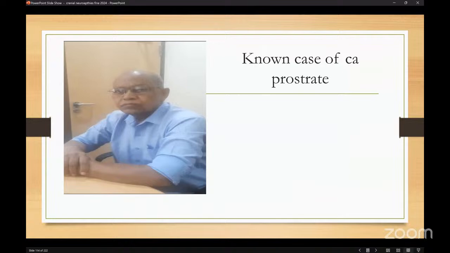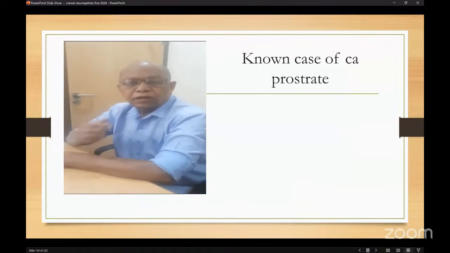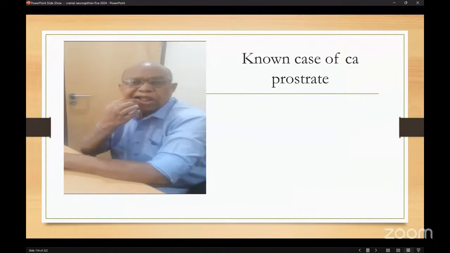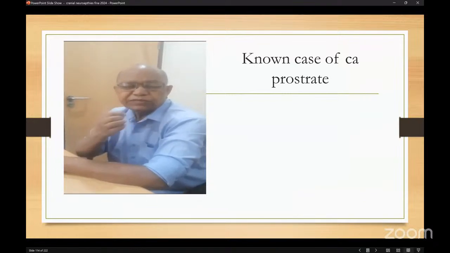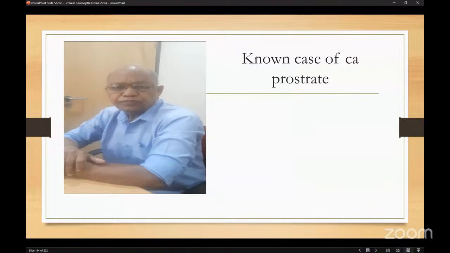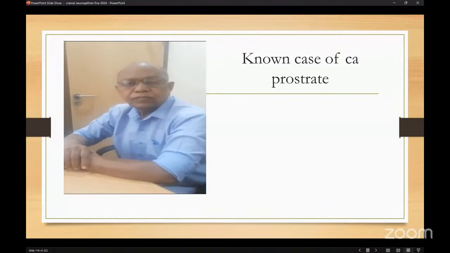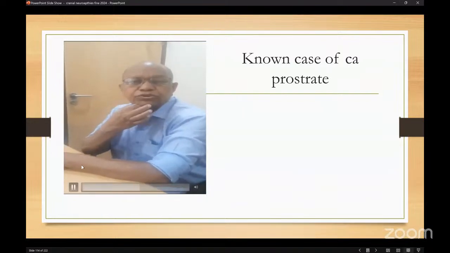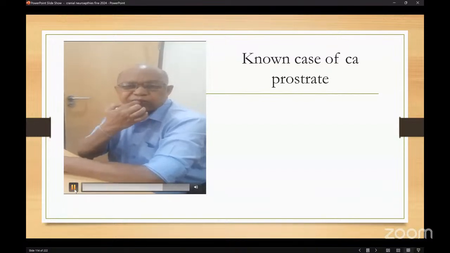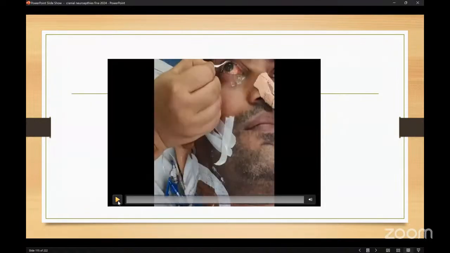Can anybody tell this? So he's showing that area. What is that area? Yeah, so this is numb chin syndrome. The patient was a known case of CA prostate with metastasis to the mental branch. Now you can tell this one.